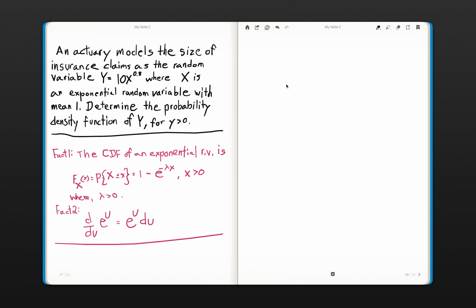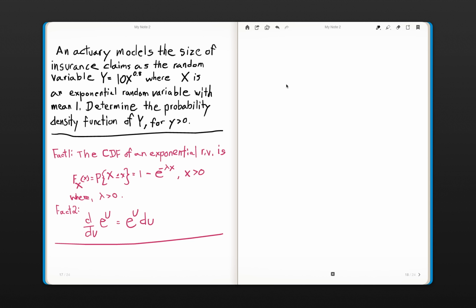This is Dr. Me, and we're looking at a problem involving an actuary who models the size of insurance claims as the random variable Y equals 10X to the 0.8 power, where X is an exponential random variable with mean 1. And we'd like to determine the probability density function of Y.